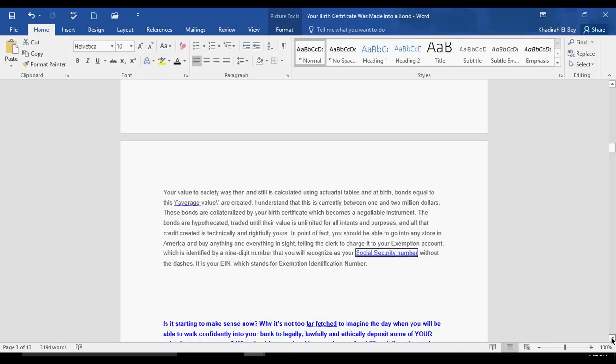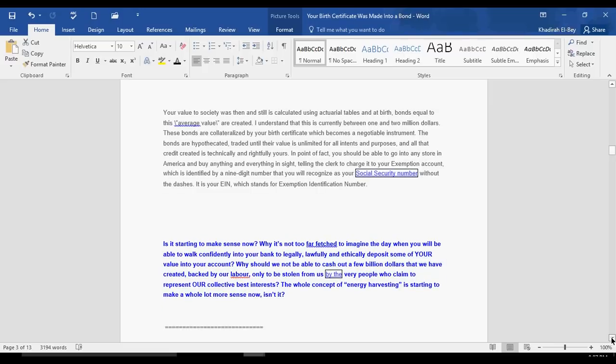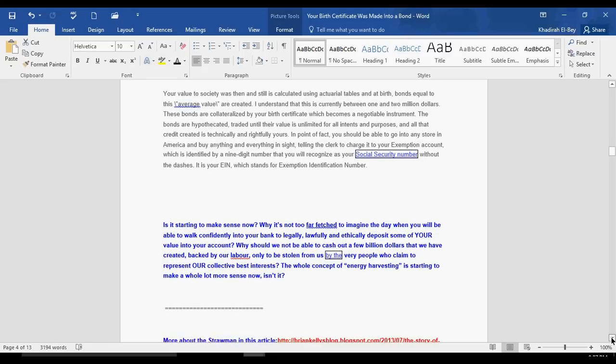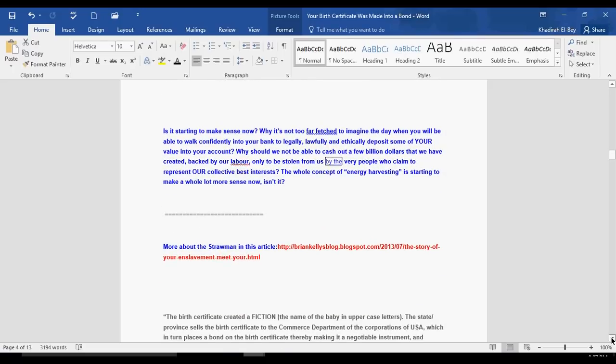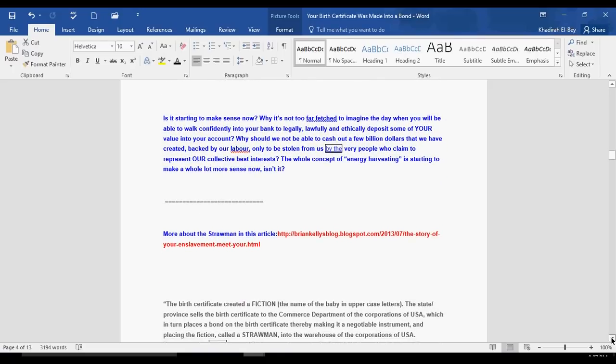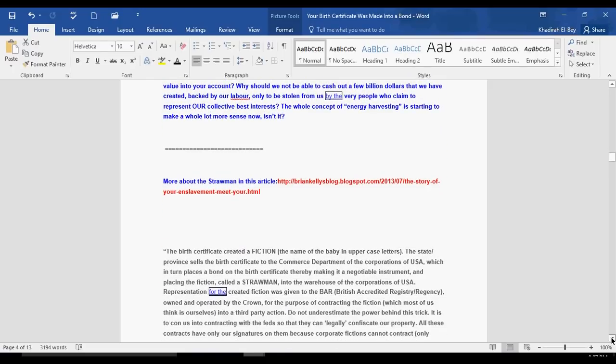Your value to society was then and still is calculated with actuarial tables at birth, and bonds equaling that average value are created. All right? Now, like you said, a birth certificate is between $650,000 to $1.6 million at birth. At 18, it becomes matured, which means it goes into the hundreds of millions at that point. When they're bunched together, the bonds now go into the billions.